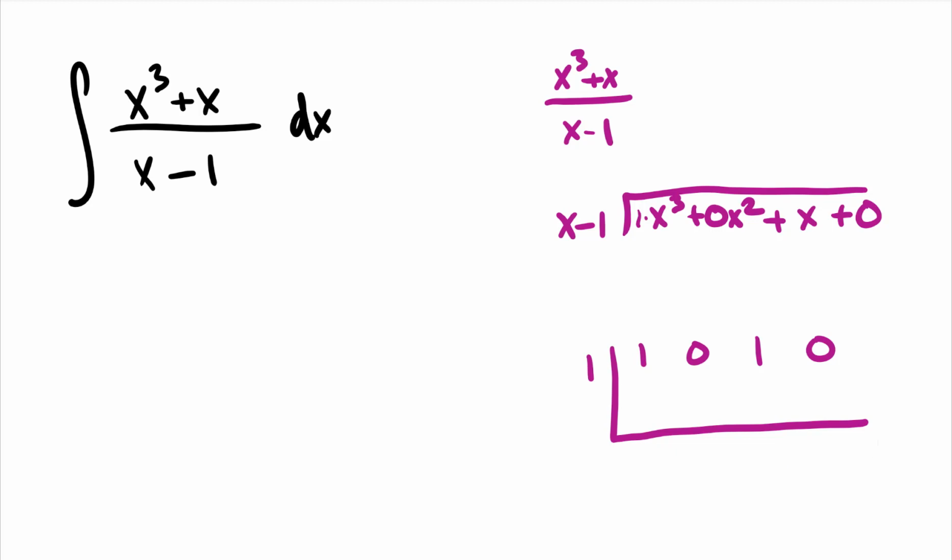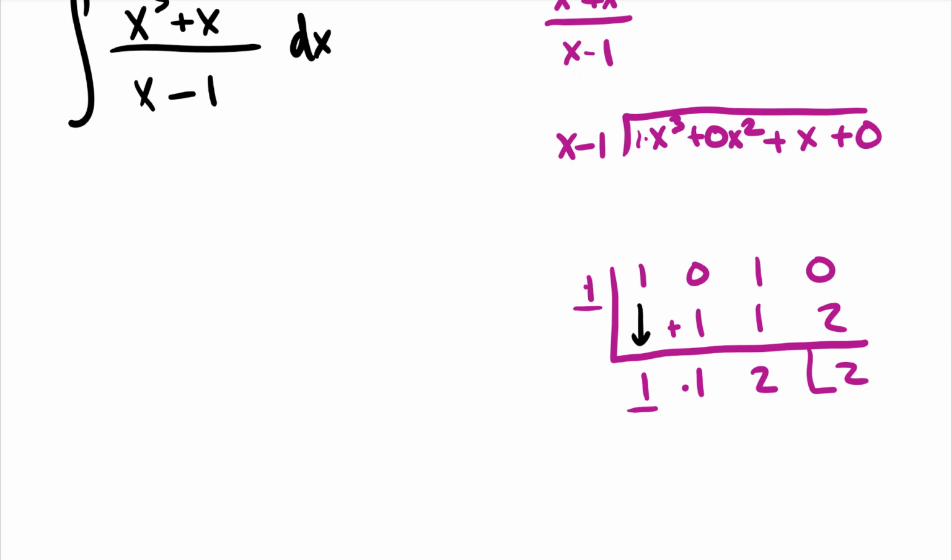It's not going to go in cleanly. So let's see what we got. See if we remember how to do this. You drop the 1 to the bottom, and now we multiply. 1 times 1 is 1. Now we add. 0 plus 1 is 1. Now we multiply again, and we get 1. Now 1 plus 1 is 2. And then we do 1 times 2, which is 2. So we end up with a 2 at the end.